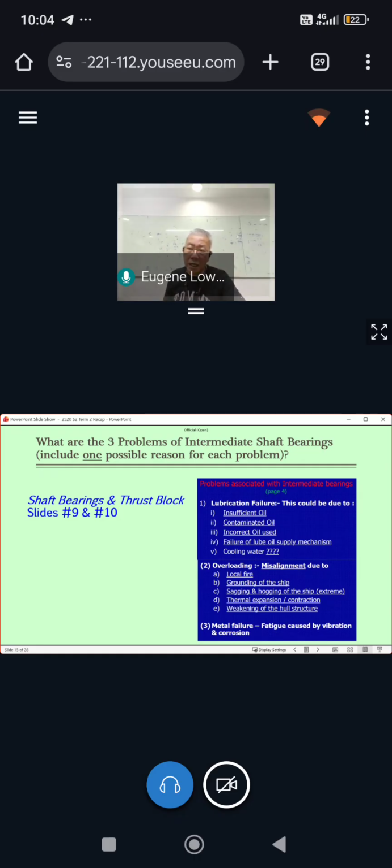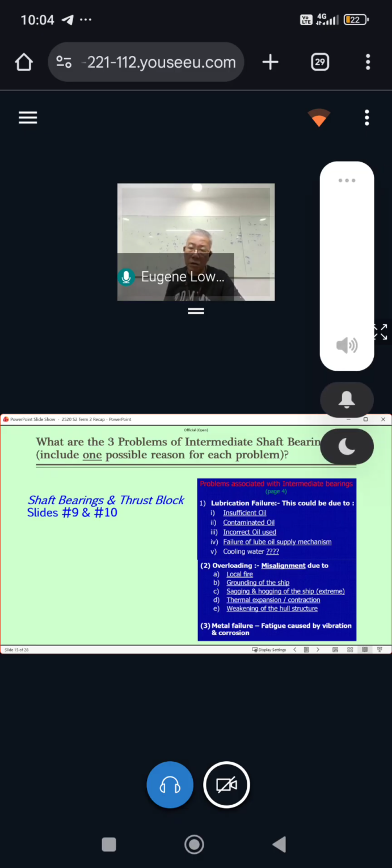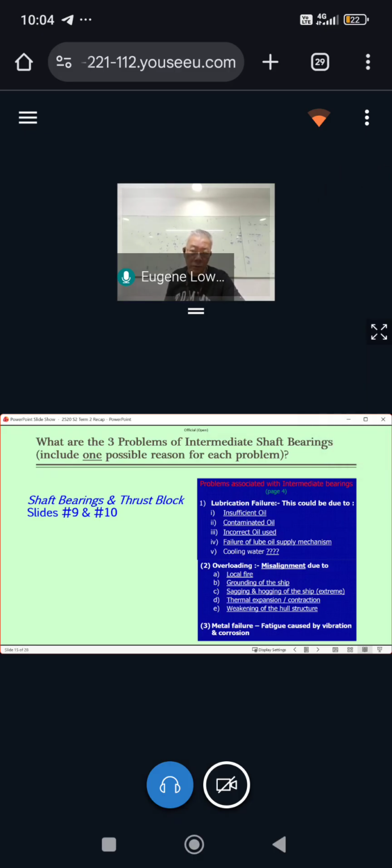Sagging, hogging, extreme sagging and hogging of the ship that could be experienced in rough weather, for example, or improper loading of the cargo, right? Extreme hogging and sagging, okay, of the ship structure. That's going to contribute to misalignment, which will cause the overloading of the intermediate bearing.